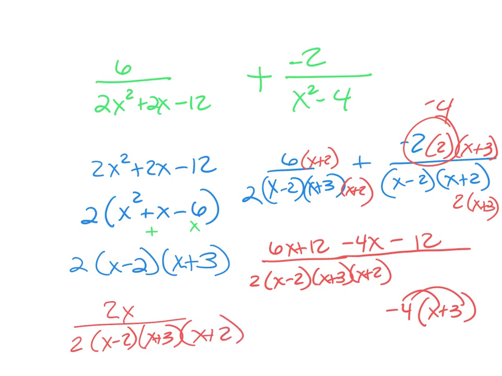Got it? And what can I do to simplify that? I can just cancel the 2s, and my final answer is x over x minus 2, x plus 3, x plus 2. And that's it. That's all you can do. Leave it alone.